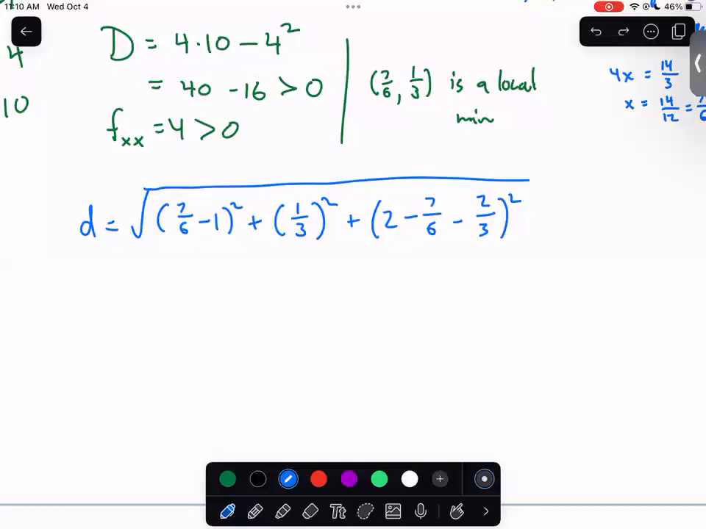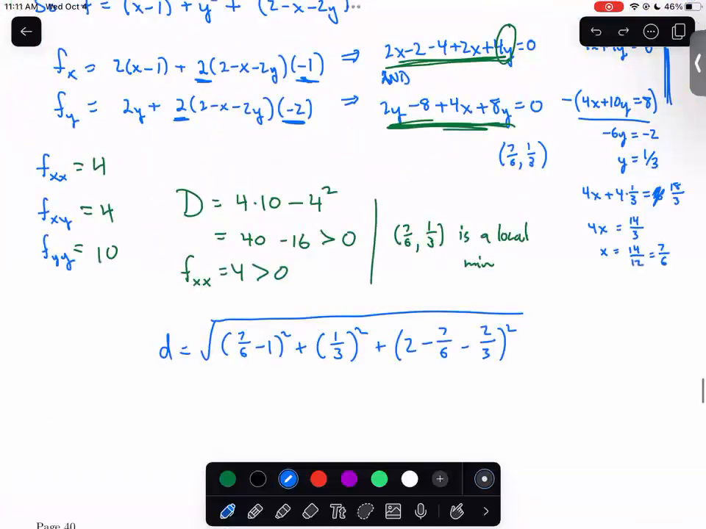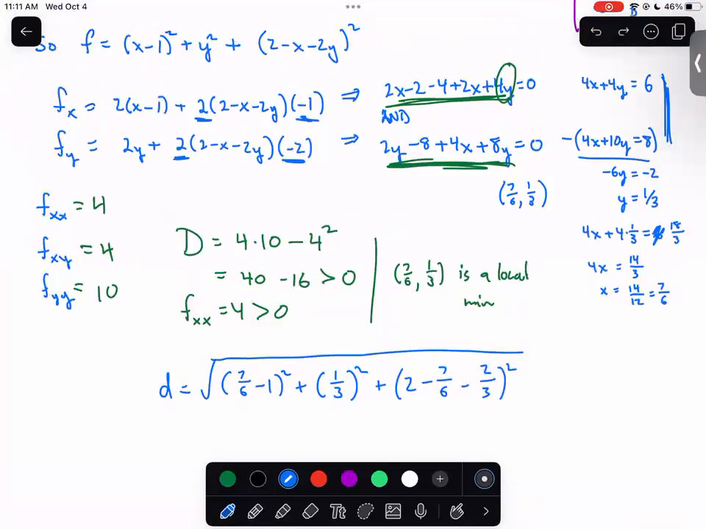We'll talk about absolute mins and absolute maxes in Friday's class. So this is not done yet. You will get more practice with it. This is difficult stuff.